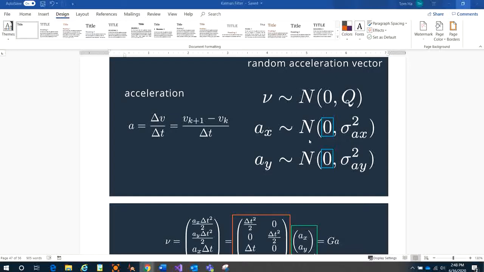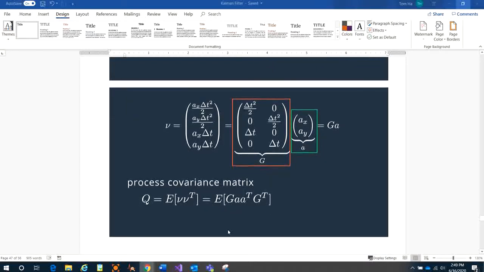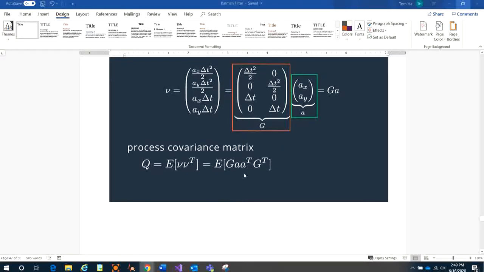For the ax acceleration x-axis, that's a normal distribution with the mean 0 and sigma squared ax, and similarly sigma squared ay, right? And from here mu we can decompose it into the matrix and vector easily. You can see that for the ax, ay variable, and we have the mu equals Ga. We remember we got the coefficient right here, right? And we decompose into two parts, G and a right here, and we define the process covariance matrix. Its expectation, remember the expectation in probability. So from here we got the formula something like this, okay?